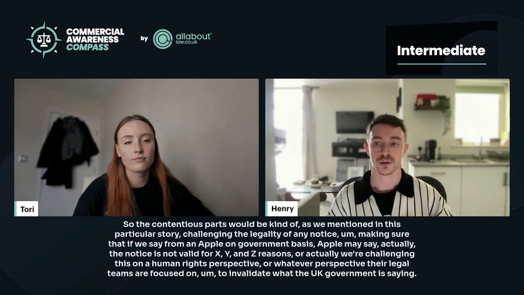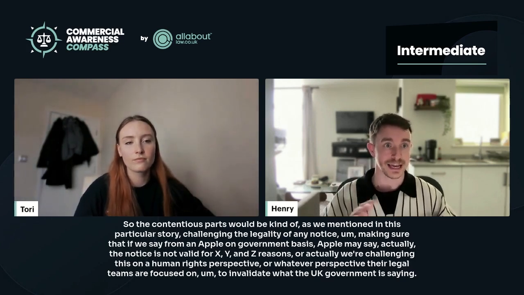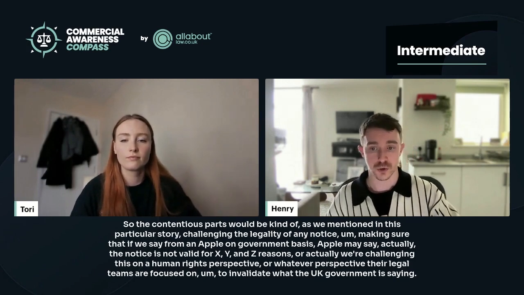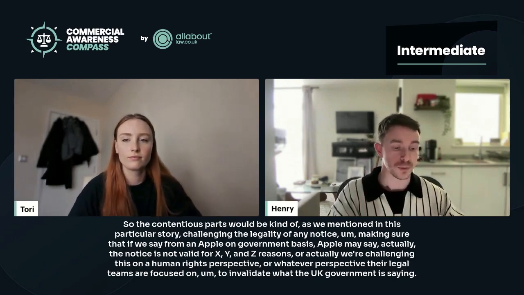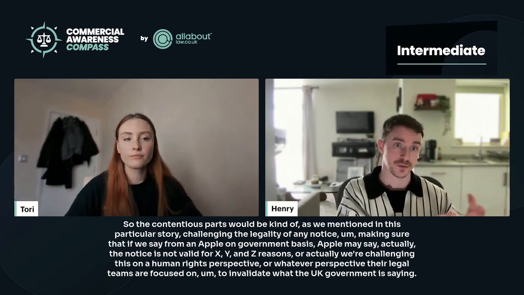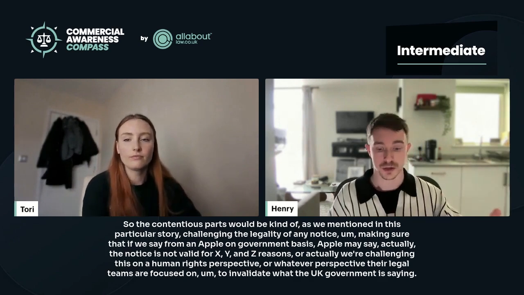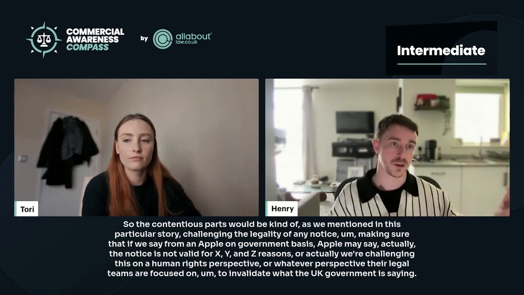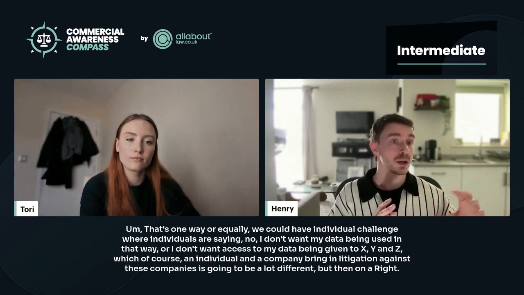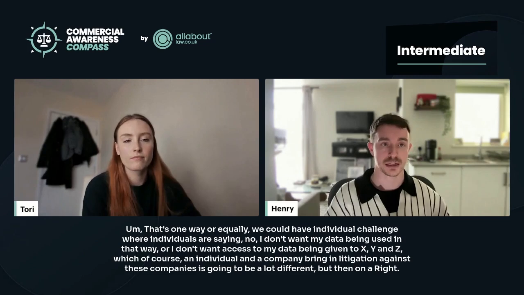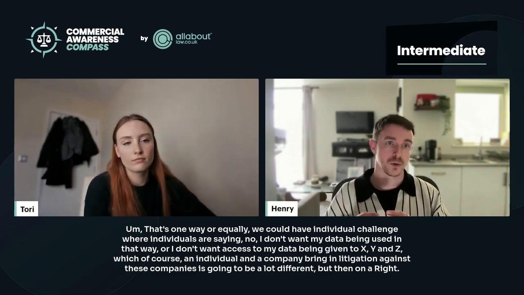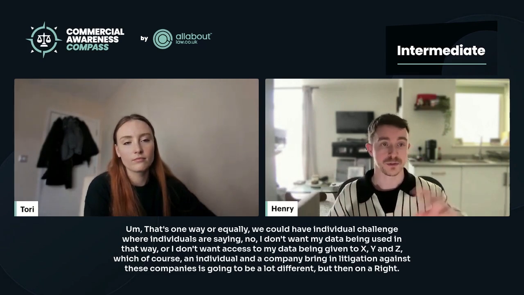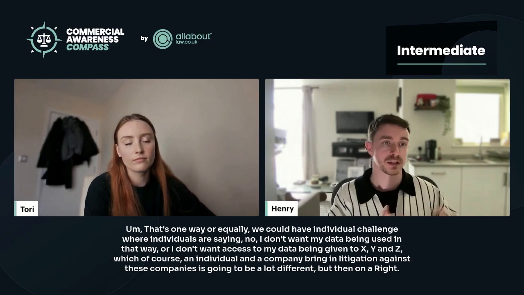Yeah, for sure. So let's take it in the context of data, because that's what this story is so heavily focused around. So the contentious parts would be, as we mentioned in this particular story, challenging the legality of any notice. If we say from an Apple and government basis, Apple may say, actually, the notice is not valid for X, Y, and Z reasons, or actually we're challenging this on a human rights perspective, or whatever perspective their legal teams are focused on, to invalidate what the UK government is saying. That's one way. Or equally, we could have individual challenge, where individuals are saying, no, I don't want my data being used in that way, or I don't want access to my data being given to X, Y, and Z, which, of course, an individual and a company bringing litigation against these companies is going to be a lot different.